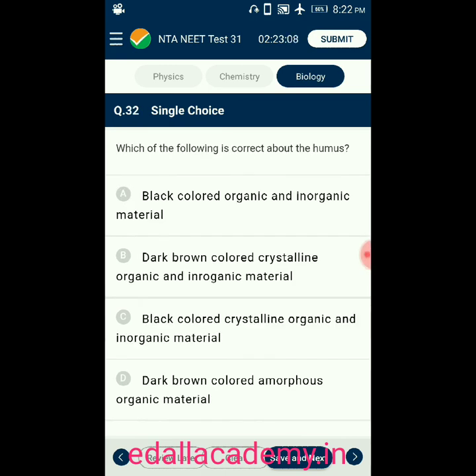Question number 32. Which of the following is correct about humus? Humus is a dark organic material that forms in soil when plant and animal matter decays. The amorphous material helps retain water and nutrients. So the answer for this question is option D. Humus is a dark brown colored amorphous organic material. So the correct option is D.